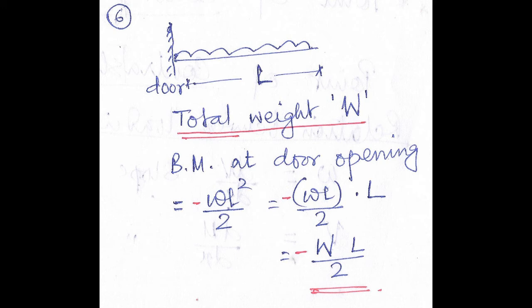Now WL square, we can write as WL multiplied by L. We can break it like that way. So what is W into L within bracket? W into L is the capital W, that is the total weight given in the question. So this turns out to be capital W into L divided by 2. Obviously again it is negative because it generates hogging or negative moment.